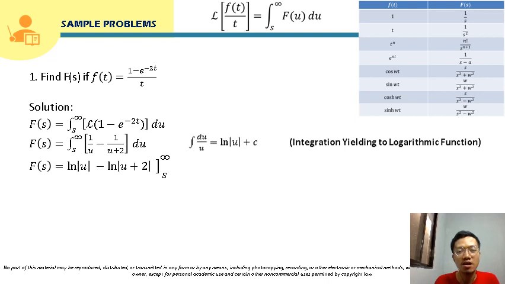So applying this, again, the integral of 1 over u times du will just be ln u, minus the integral of 1 over u plus 2 times du, which will just be ln of u plus 2.